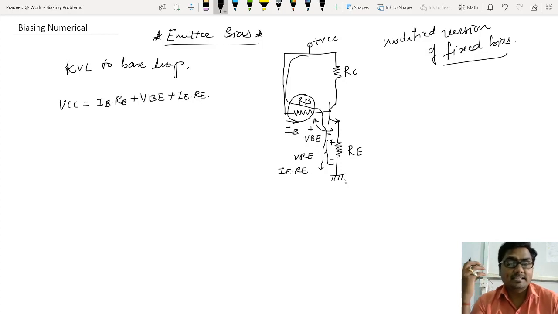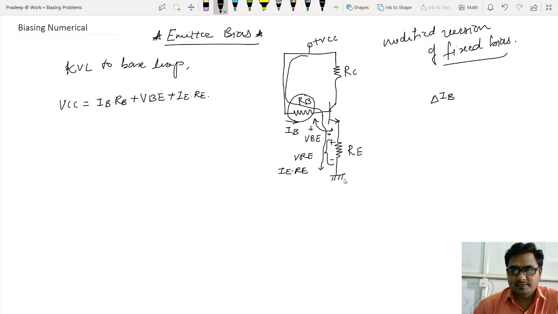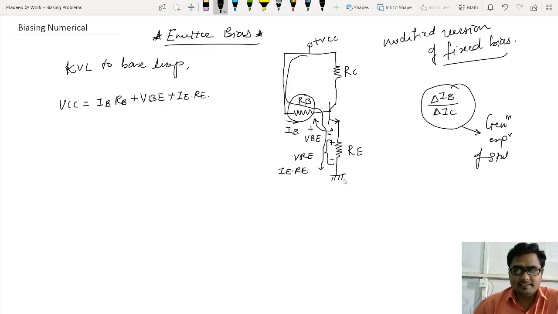Now what is my aim? What is the purpose? Basically, the purpose is to get the stability factor. To get the stability factor, I need the value of change in base current with respect to change in collector current. First obtain this, and then put this value into the general expression of stability factor. That's what we do.